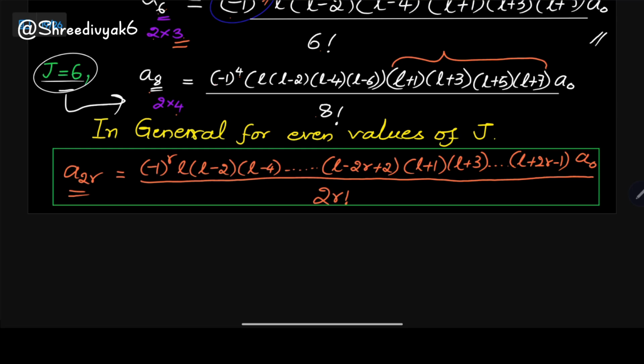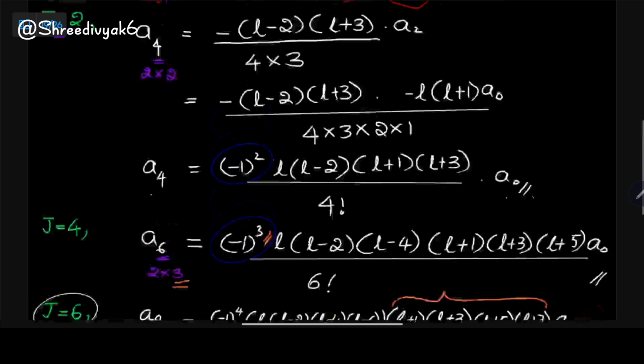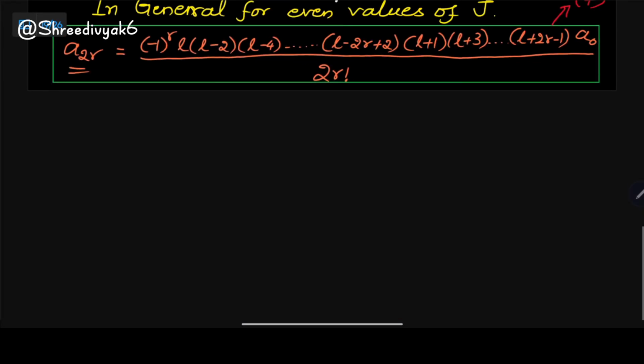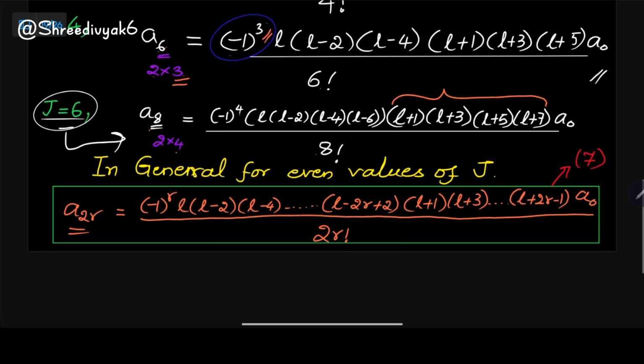So let me consider this equation as equation 7, continuing with the previous lecture. The recursion relation was equation 6, so we will consider this as equation 7. This recursion relation, we call it the even power series.